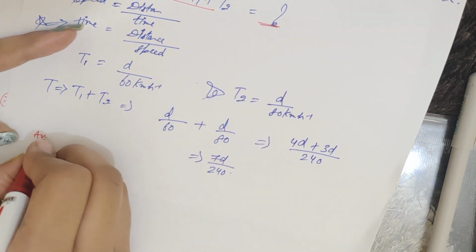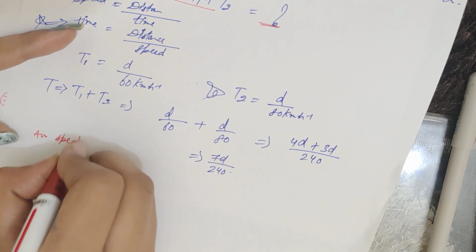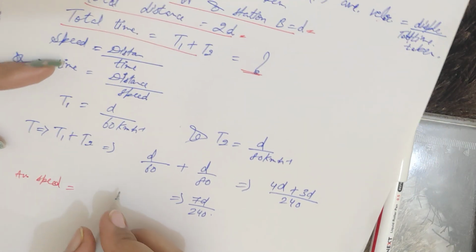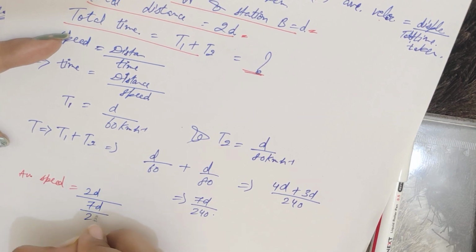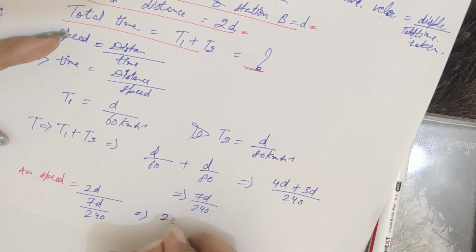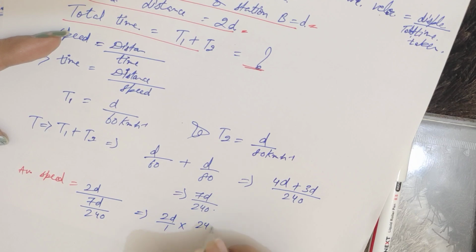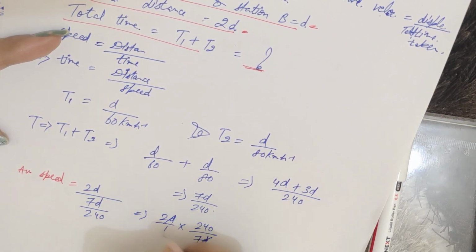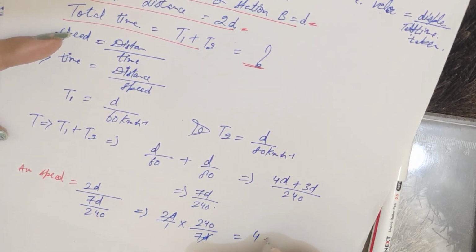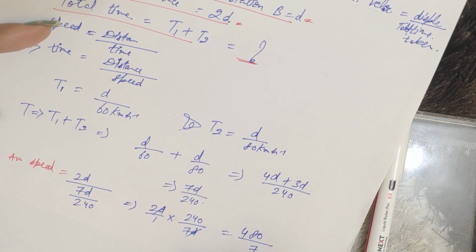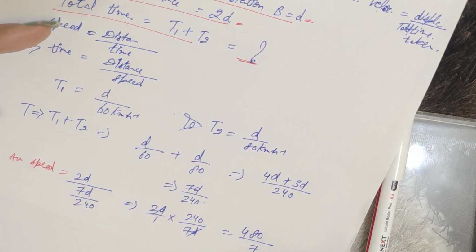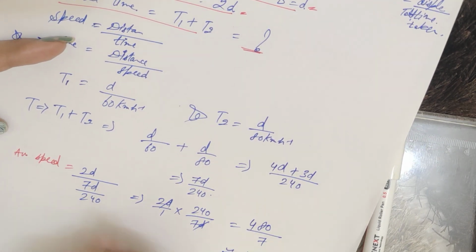So average speed is equal to total distance 2d divided by total time 7d by 240, which is equal to 2d by 1 into 240 by 7d. d is cancelled out with d. It is 480 divided by 7, which is approximately equal to 68.57 km per hour. So this is the average speed.